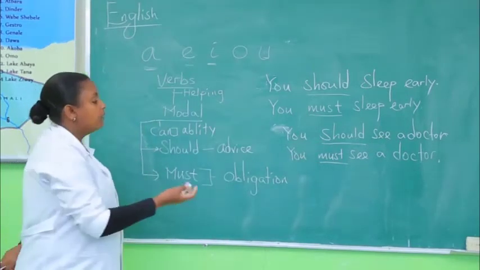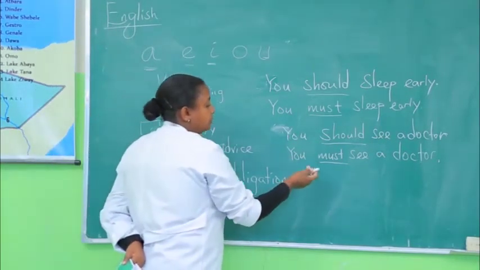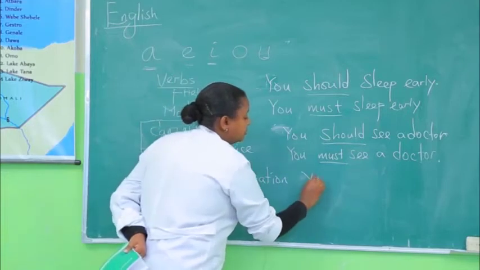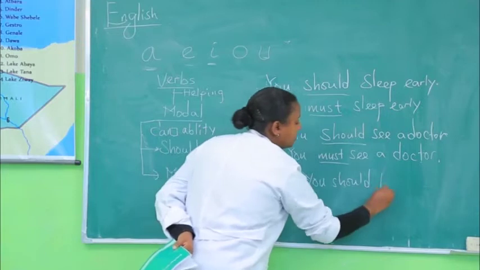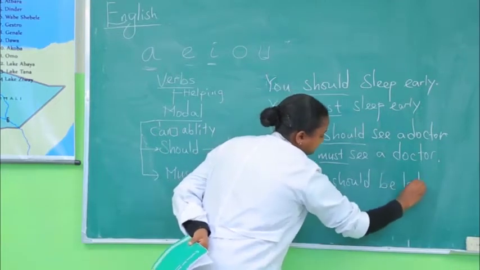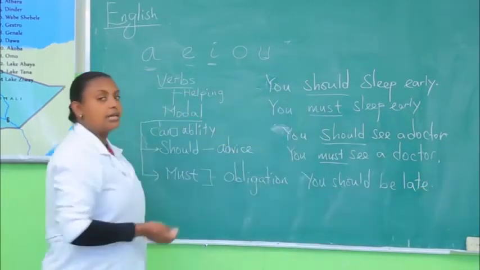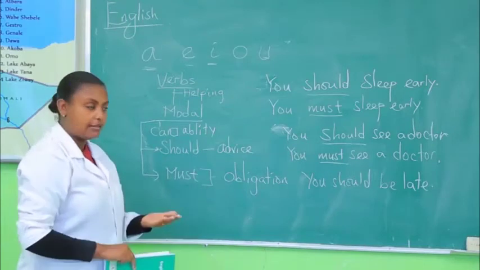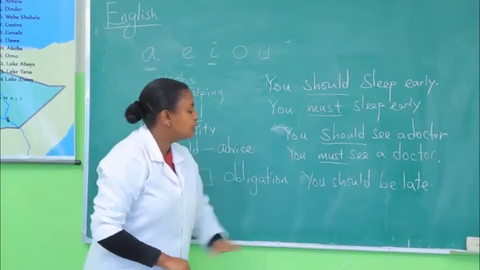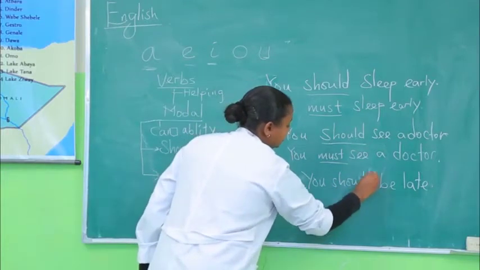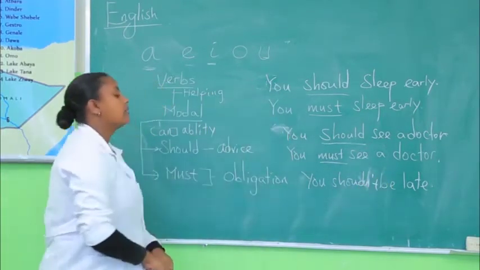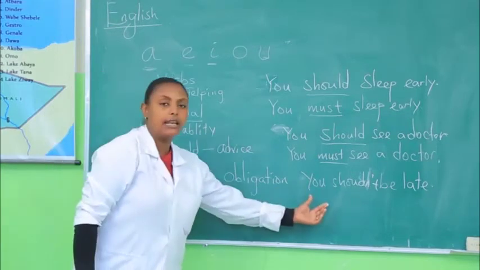Negative forms. For example, you shouldn't be late. Again, it is an advice, but it is negative. Negative means you shouldn't be late. It is an advice, but it is in negative form.